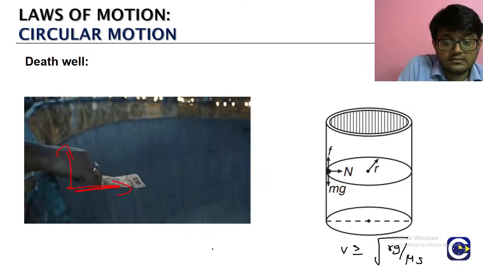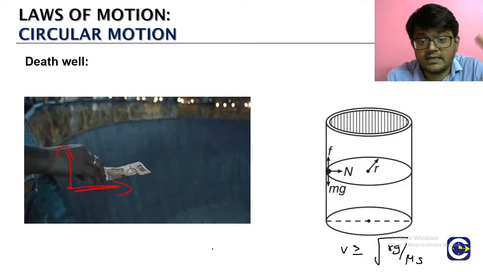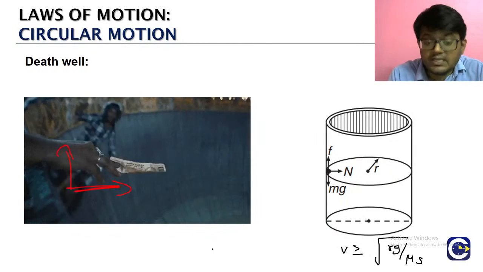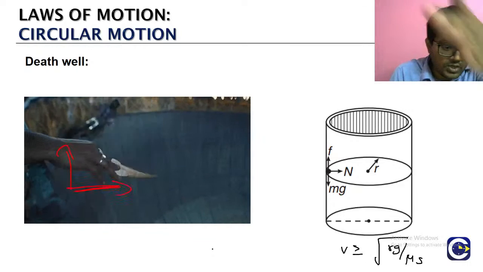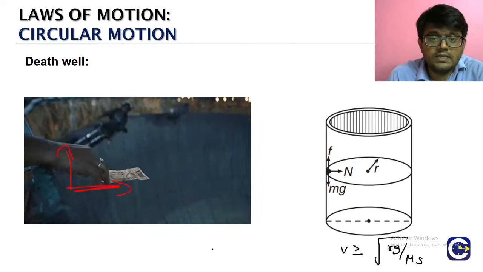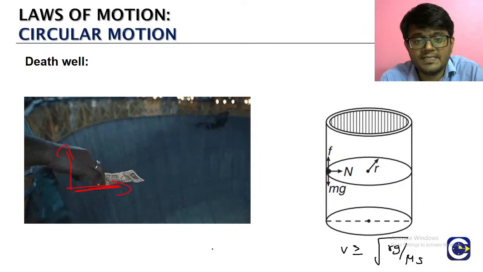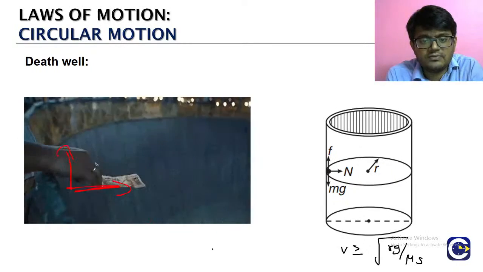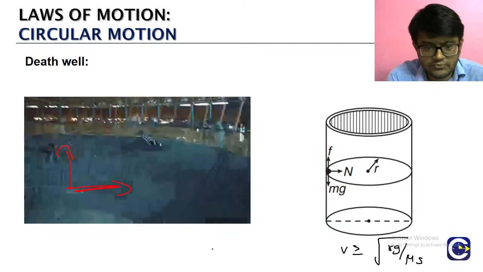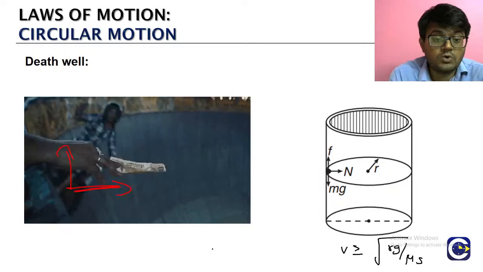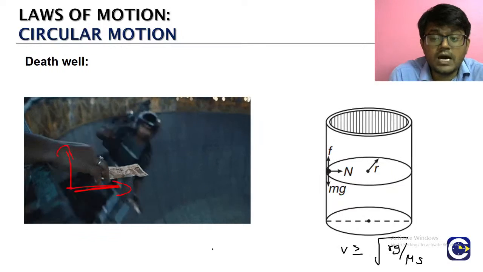If suddenly, God forbid this should not happen, their engine is stuck, then what they will cleverly do is try to go down in a spiraling kind of path. If they don't go down, they will just fall off because of the gravitational force. So velocity should always be more than or equal to root rg by mu s.